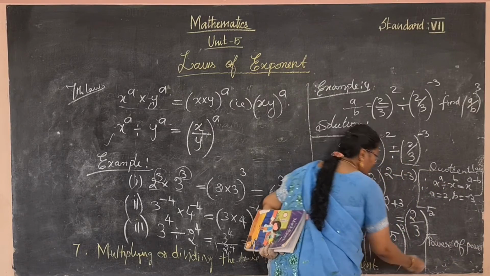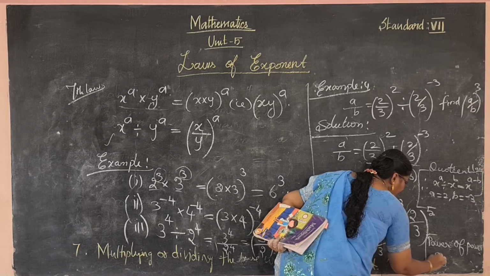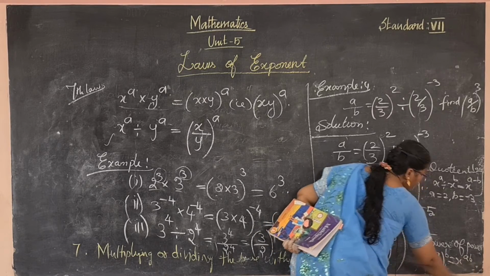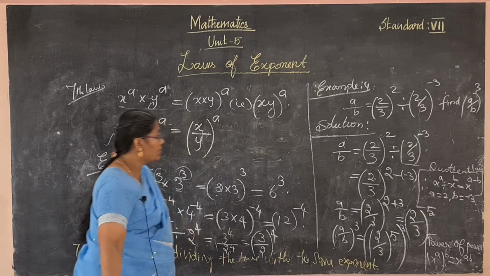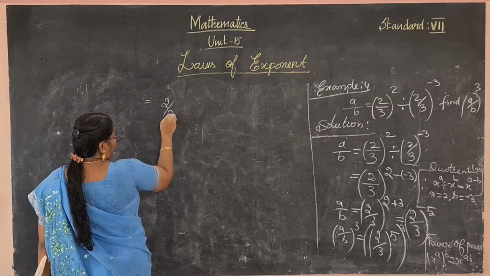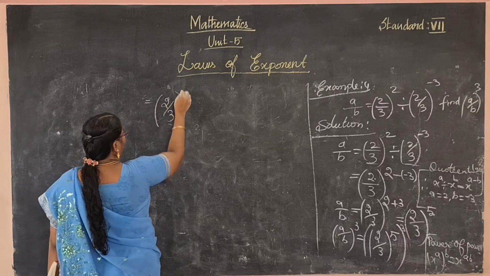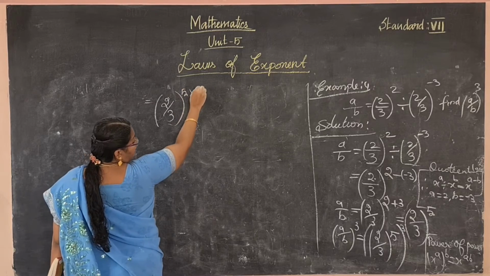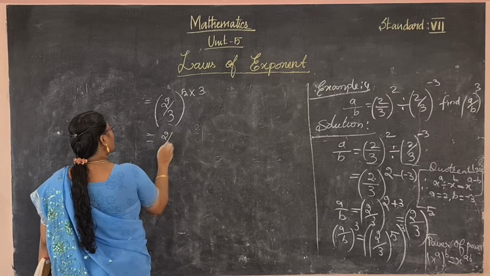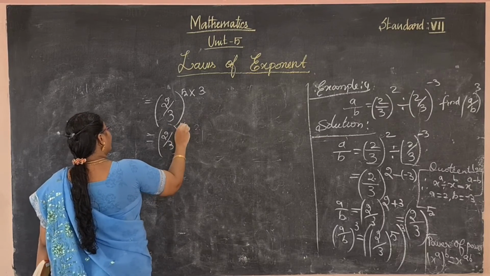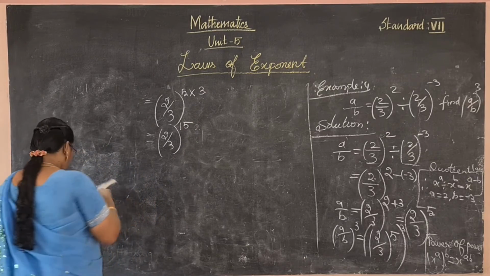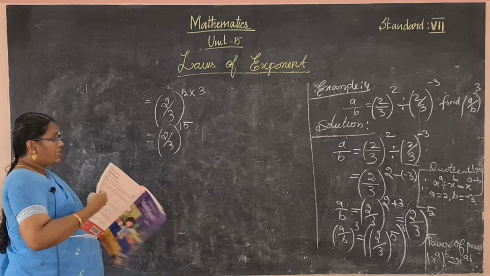Power of power rule means x power a, the whole power b, is equal to x power ab. Now substitute. So (2/3) the whole power 5 into 3. Now multiply the powers. So (2/3) power 15 is the answer. Okay, that's it. Next example.